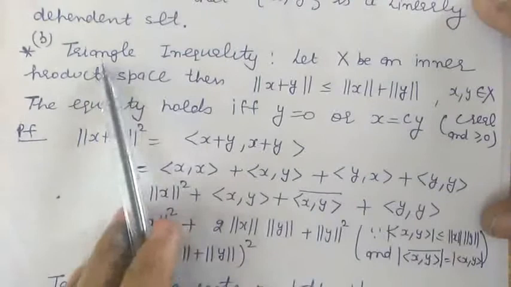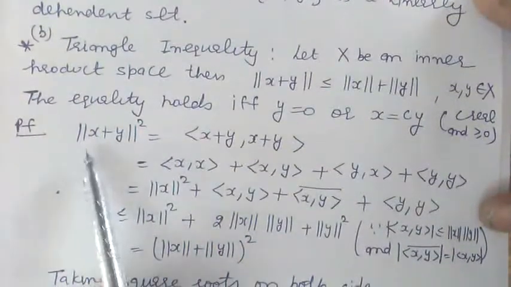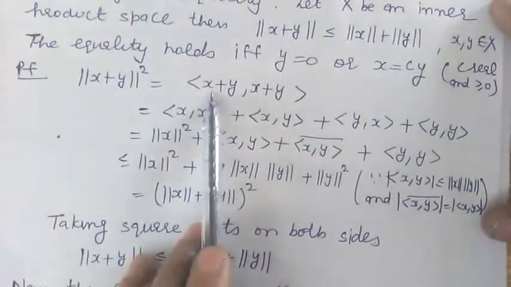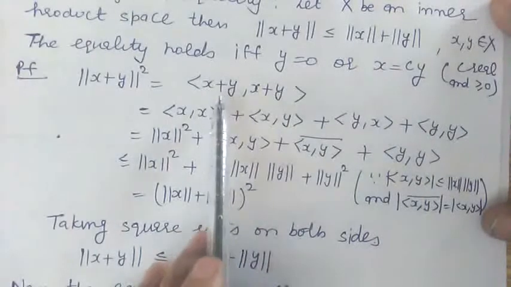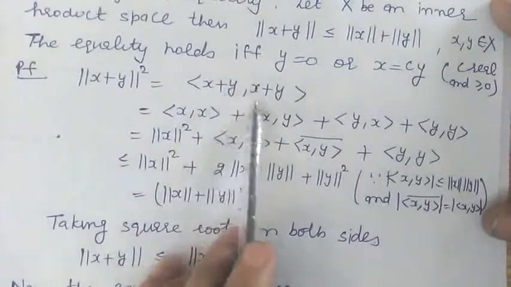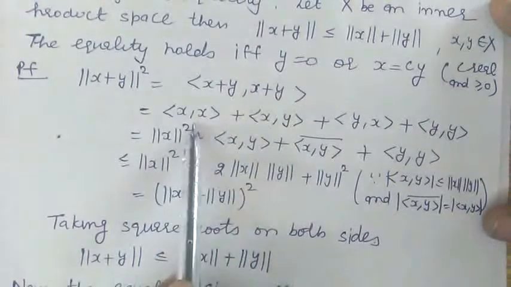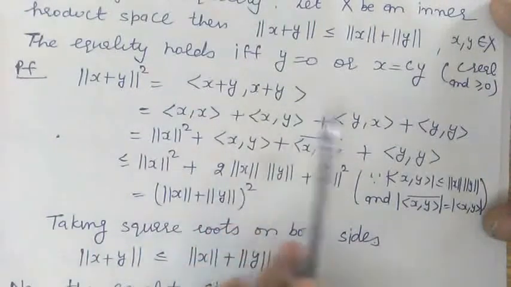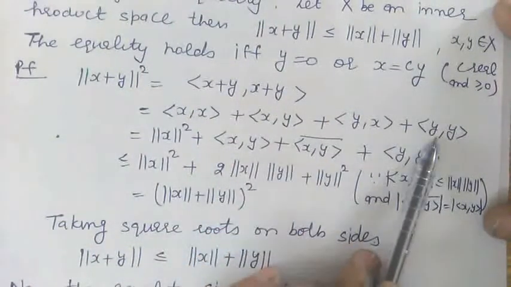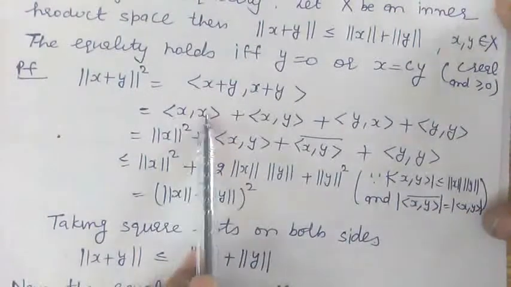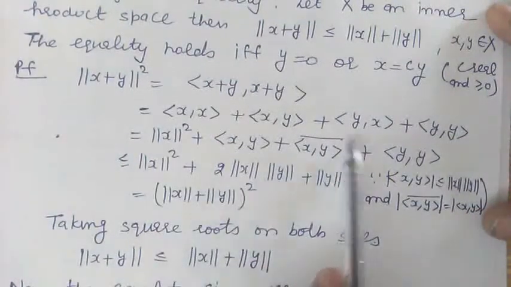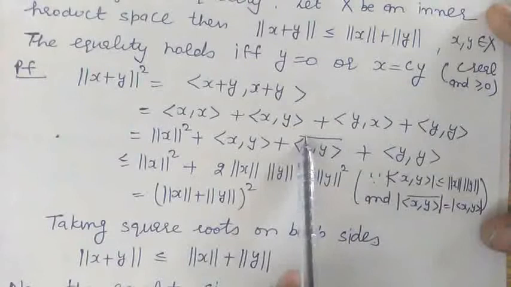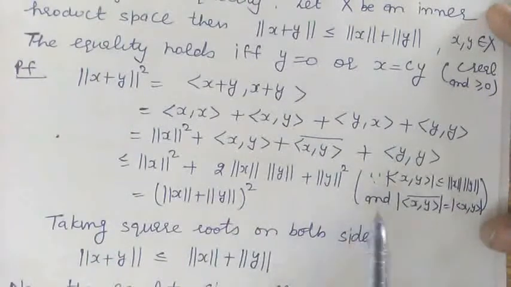First of all, we prove the triangle inequality. Let us consider the norm square of x plus y. By definition of the norm square, this is the inner product of x plus y with x plus y. Using the properties of inner product, this can further be expanded as the inner product of x with x plus the inner product of x with y plus the inner product of y with x plus the inner product of y with y. Now the inner product of x with x is the norm square of x, and the inner product of y with x is equal to the conjugate of the inner product of x with y. The inner product of y with y is the norm square of y.